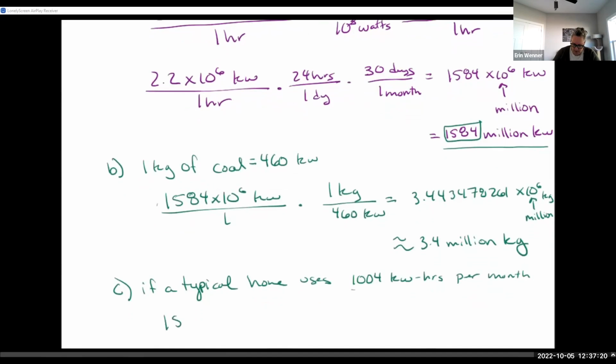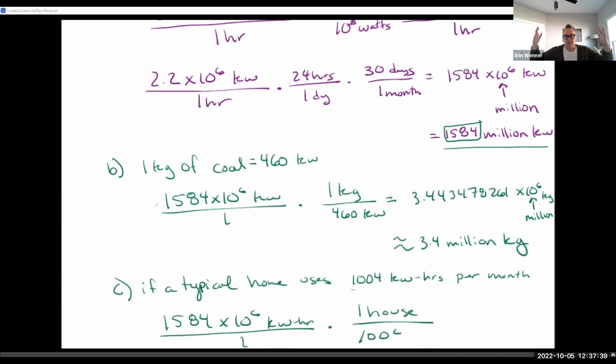Which is 1,584 times 10 to the 6th, or million kilowatt hours. And we're going to multiply it by 1 house over 1,004 kilowatt hours. What we're trying to say is, here's all the energy we have, how many houses will it feed? And if each house uses that 1,004, we're going to divide that into it.